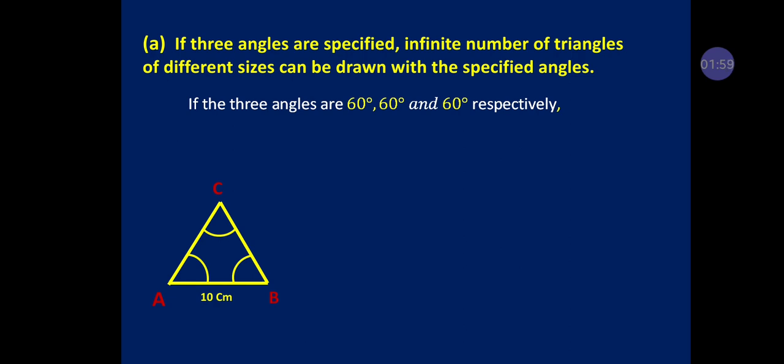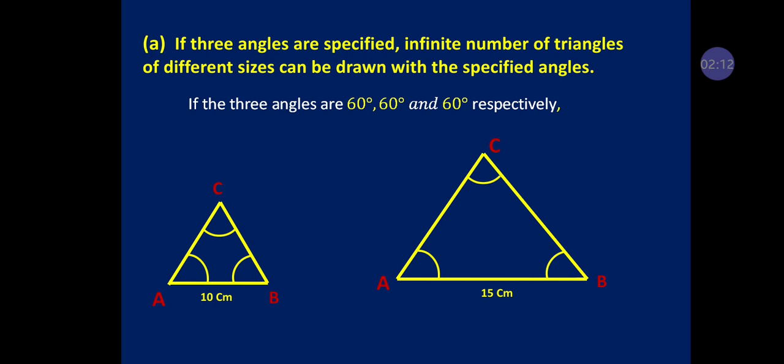Now if you change the side length of AB to 15 centimeters, then you will get another equilateral triangle which is bigger in size. Still, each and every angle of that big triangle is also 60 degrees. You see that big one, each and every angle is 60 degrees. So by changing the length of AB, we can make millions of triangles with each and every angle 60 degrees. Hence, you cannot form a unique triangle only with three angles given. I hope you understand this.